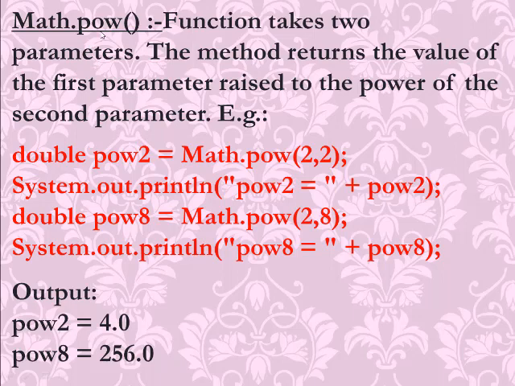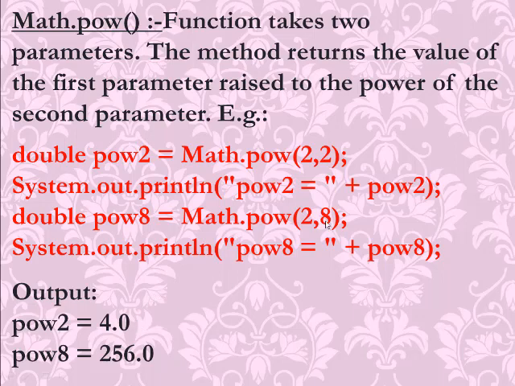Next is Math.pow. It calculates the value of base to the power exponent. The first argument that you pass is the base, and the second argument becomes the exponent. So it returns the value of base to the power exponent. Like if you write Math.pow(2, 2), the base is 2 and the exponent is 2. So 2 to the power 2, that is 2 into 2, that is 4.0 will be returned.